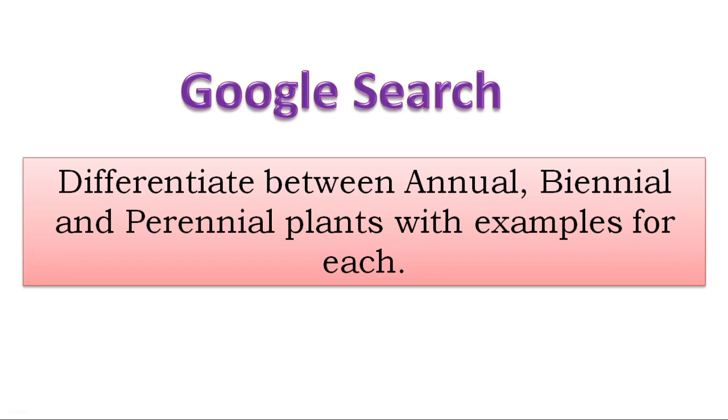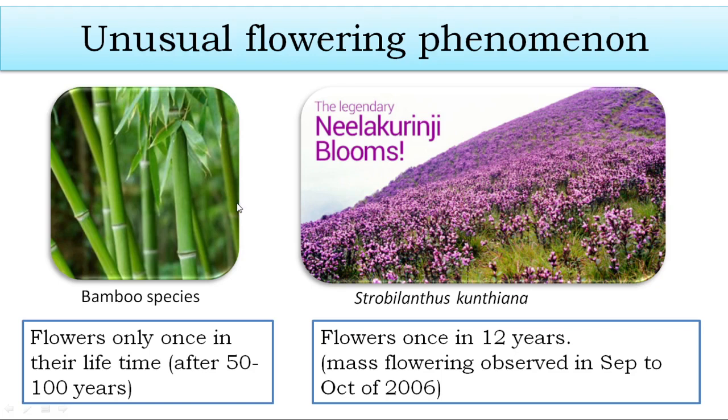Or else you can take examples from your garden plants as well, right? But you have to define annual, biennial, and perennial, and then you have to give examples for each, right? 2 to 3 examples. Now, some unusual flowering phenomenon we will discuss. 2 examples, right? Unusual flowering phenomenon.